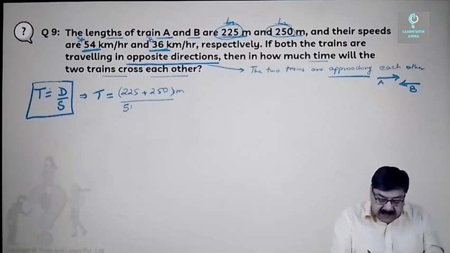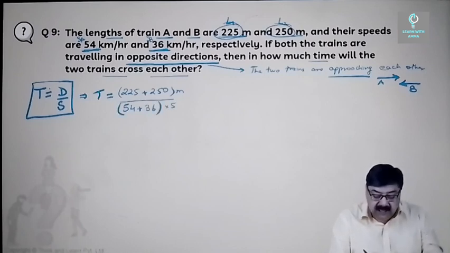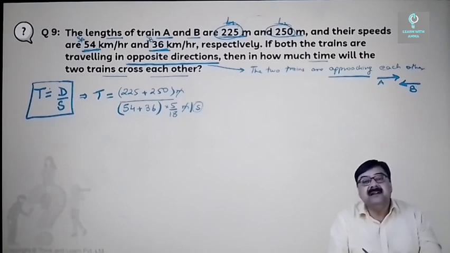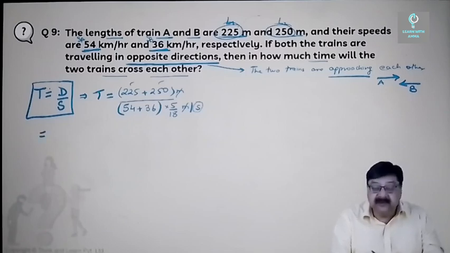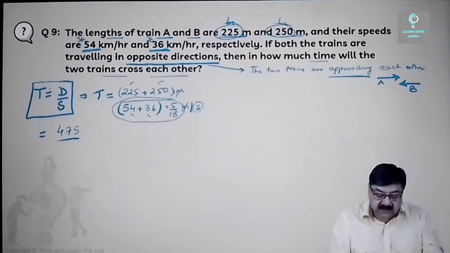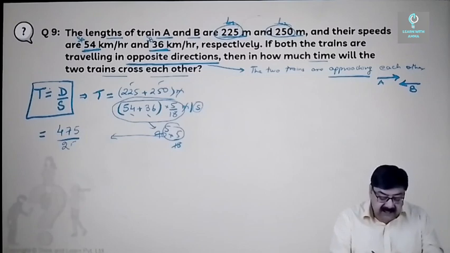So the relative speed here becomes 54 plus 36. This is in kilometers per hour. So let's multiply this with 5 by 18 to convert this into meters per second. So meters and meters will cancel and our answer will come in terms of seconds. This shall become 225 plus 250, that is 475, divided by 54 plus 36. Now this we know is 90 into 5 by 18. 18 5s are 90. So 5 into 5, we shall take this here as 25.